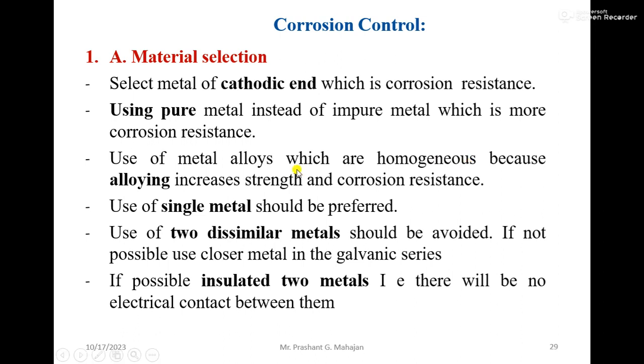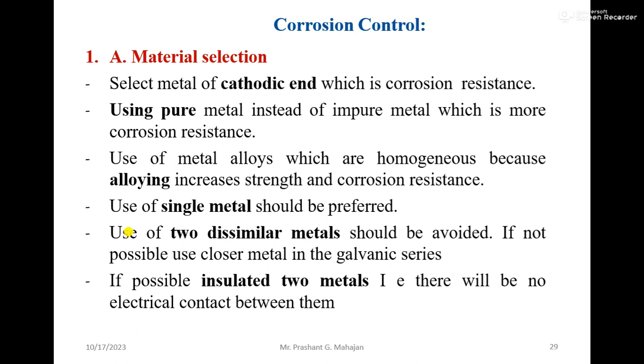Then third point is use alloy. So alloy is having more strength and it is corrosion resistant. Then use single metal, that should be preferred because single metal will not form a galvanic cell. Then fifth one is, use of two dissimilar metals should be avoided.